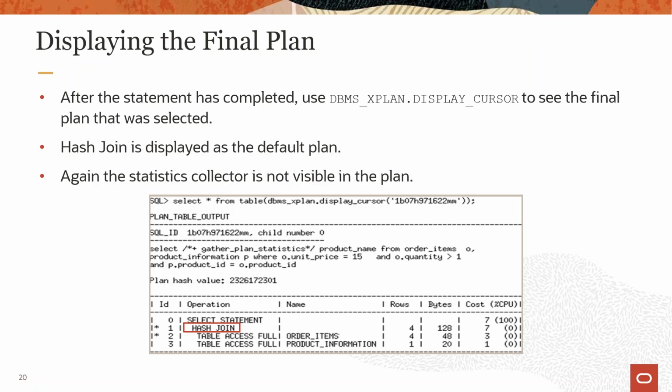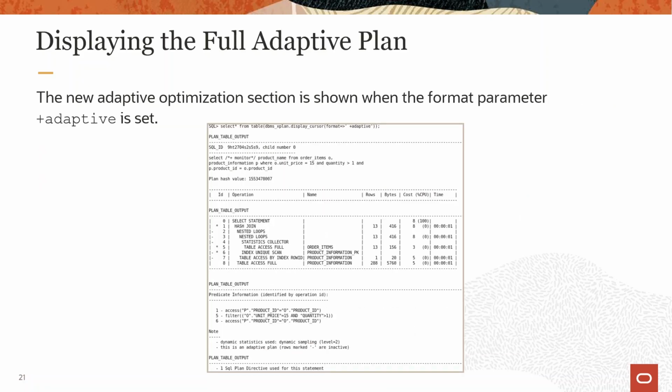Now, if you want to obtain more information about what the default plan is, what the final plan has been, can you show me where statistics collectors have been embedded within that execution plan? Well, what you can do is, when you display the execution plan, you can add the option format plus adaptive. And there you can see the formatted result of your execution plan. And in the note it says, watch out, this is an adaptive plan.